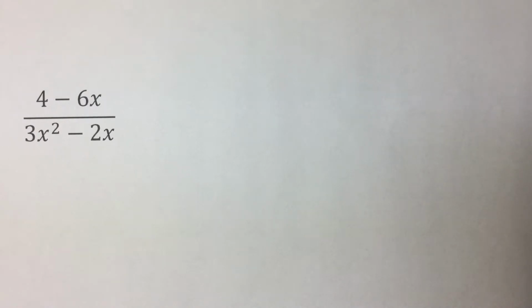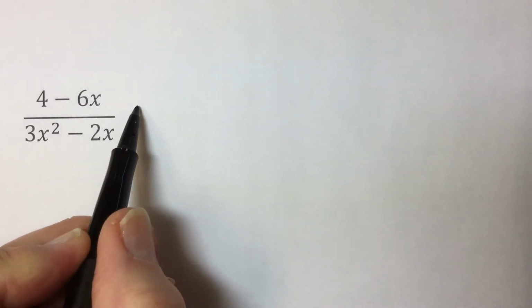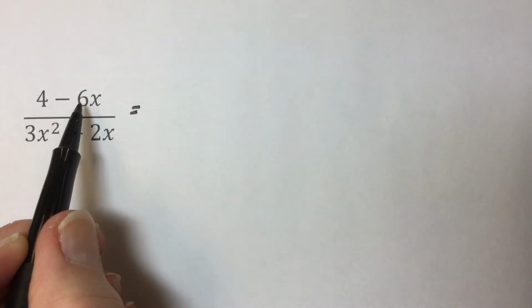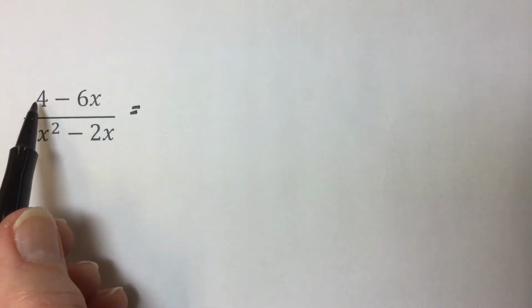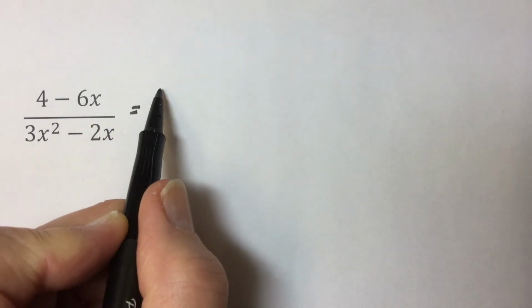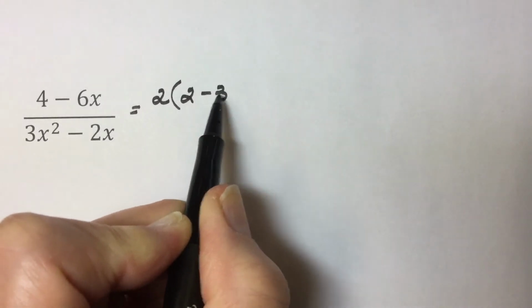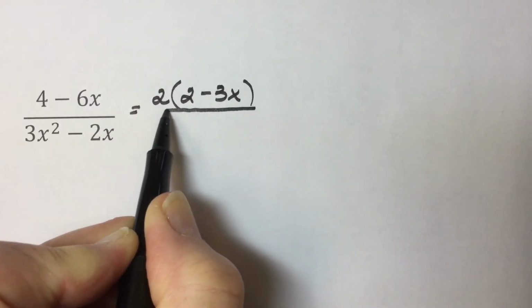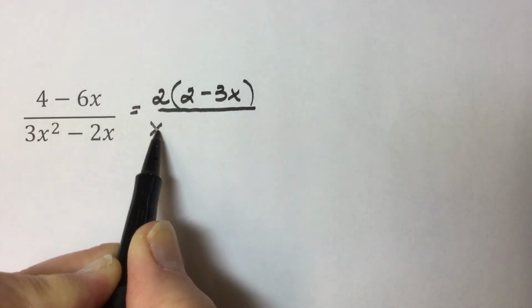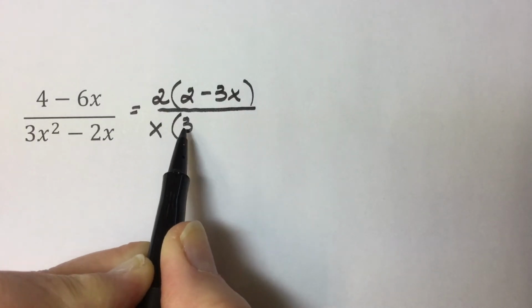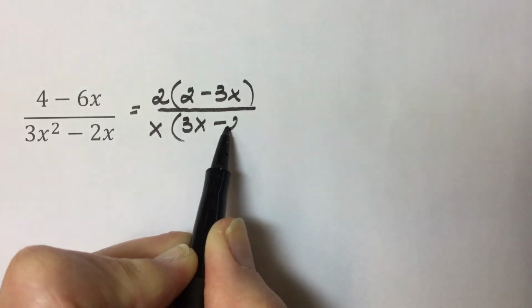these are not the same binomial, so we need to factor out the largest common factor to simplify this rational expression. And if we just go straight in, looking at the numerator, there's a common 2. Factoring out a 2 leaves a 2 minus 3x. In the denominator, the largest common factor is x, leaving 3x minus 2.